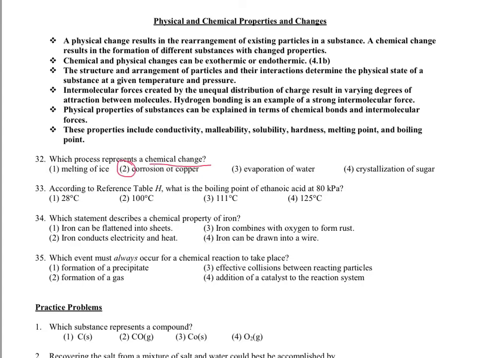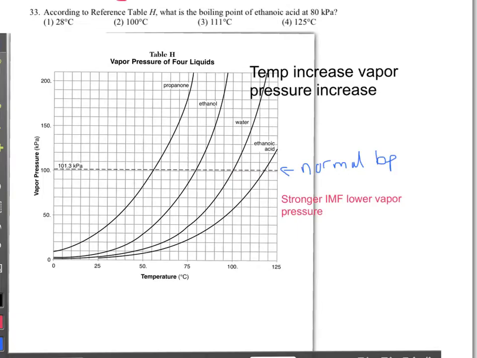Question number 33 asks us to look at reference table H. Let's pull it up. So in question number 33, we're asked, what is the boiling point of ethanoic acid at 80 kilopascals? So 80 is given to us. That is a Y value. So we're going to go to the value of 80 and we're going to intersect with ethanoic acid. That's at approximately this line.